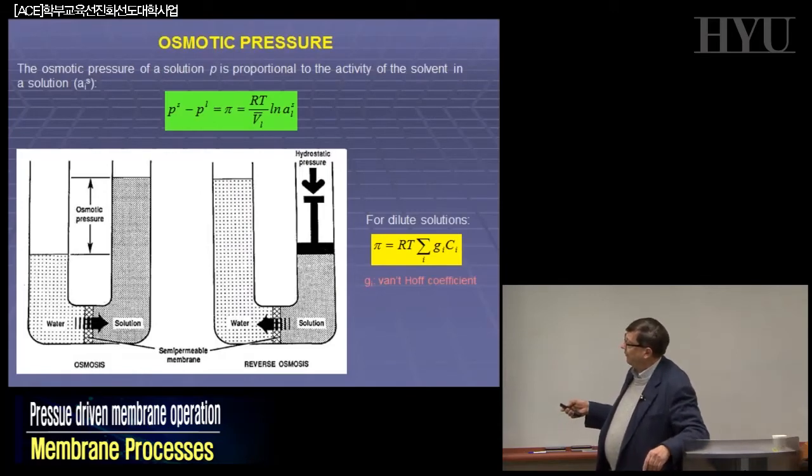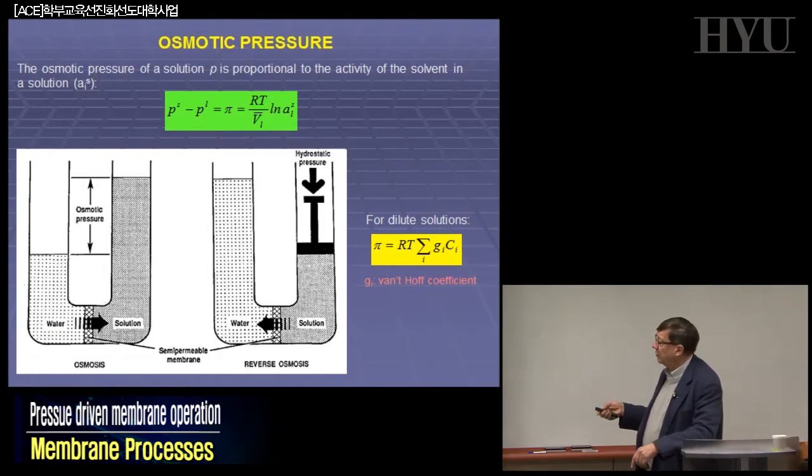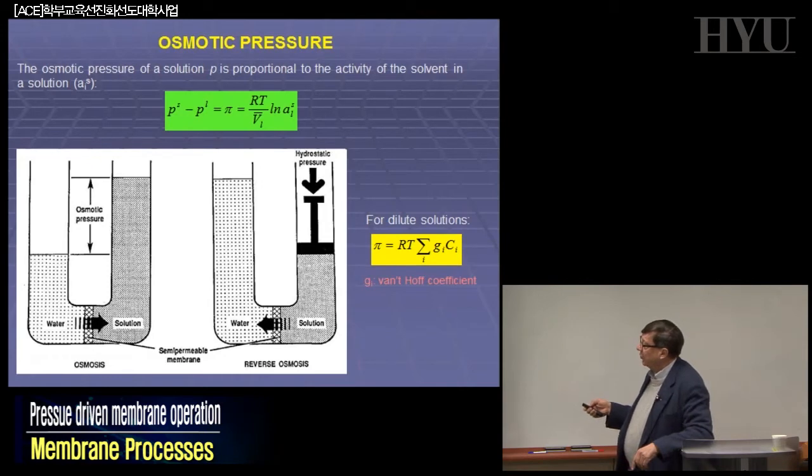Now, the equation that we have is that the osmotic pressure of the solution is proportional to the activity of the solvent. This is what is called the Van 't Hoff equation. The Van 't Hoff equation tells you that this osmotic pressure is given by a relationship very similar to the one characterizing gas transport phenomena: R, the universal constant of gases, times the absolute temperature T, divided by the partial molar volume, times the log of the activity coefficient of your species.